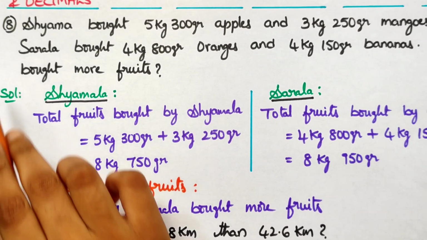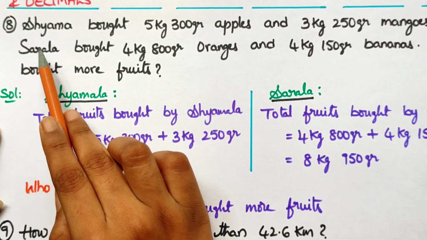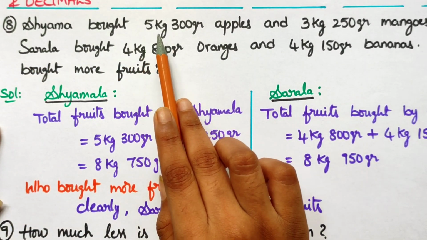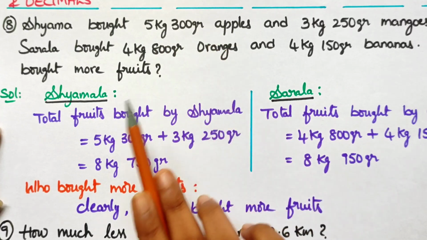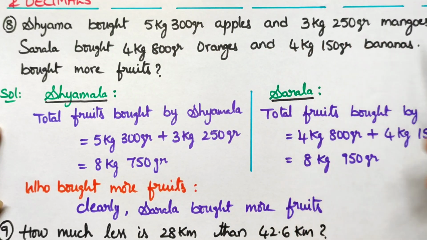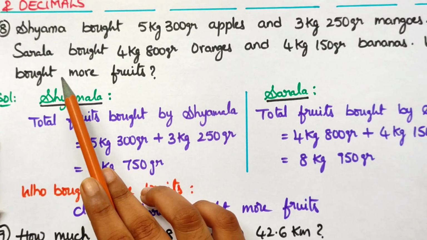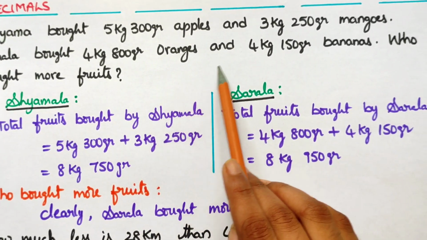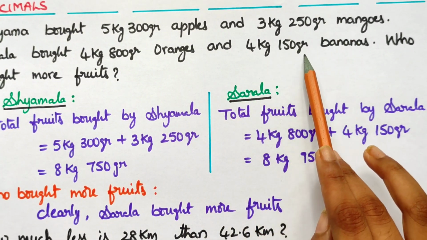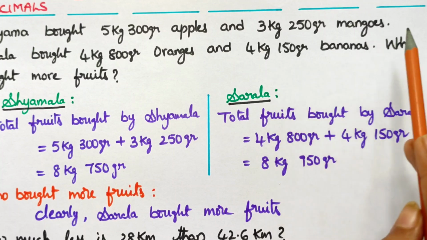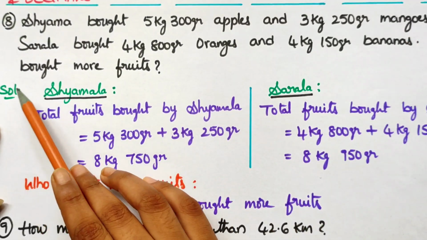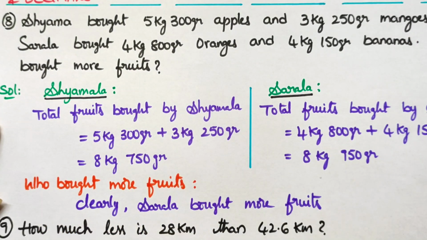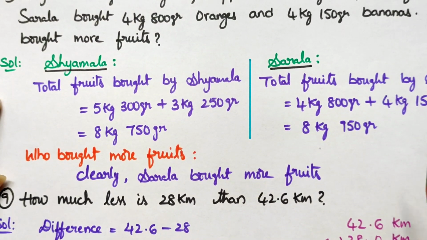Okay friends, now let us see 8th question. Shyama bought 5 kgs 300 grams apples and 3 kgs 250 grams mangoes. Sarala bought 4 kgs 800 grams oranges and 4 kgs 150 grams bananas. Who bought more fruits? Let us see the solution.